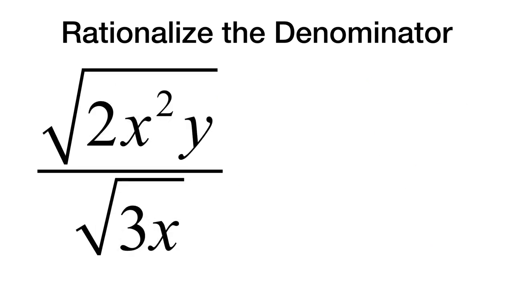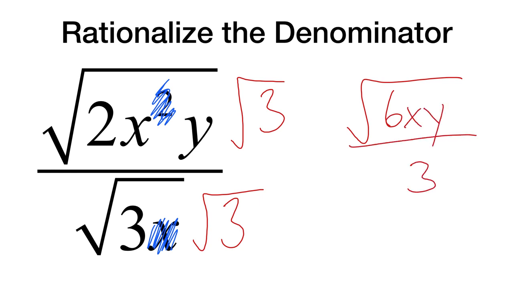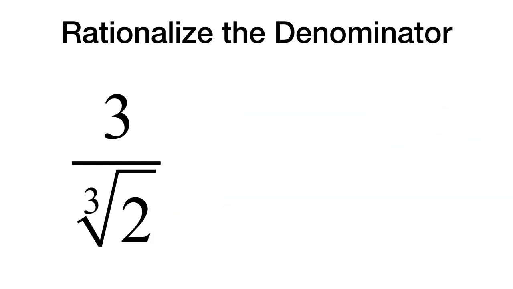Let's try this next one. All right, so this says to rationalize the denominator, but the first thing I'm actually going to do is simplify, because there's an x squared on top and just an x on the bottom. So that's just going to become 2xy over 3, at which point we multiply by the square root of 3. This becomes the square root of 6xy, and on the bottom, 3. All right, let's try this one.